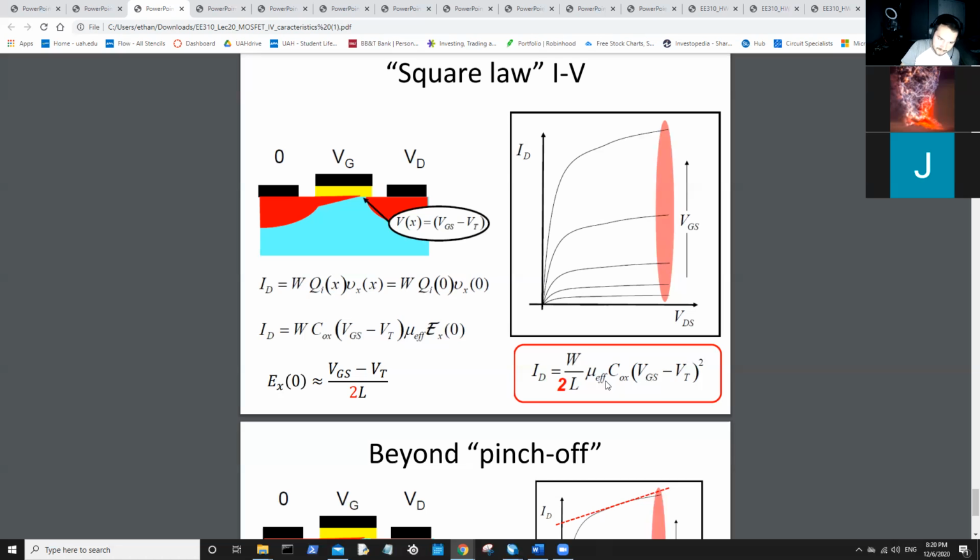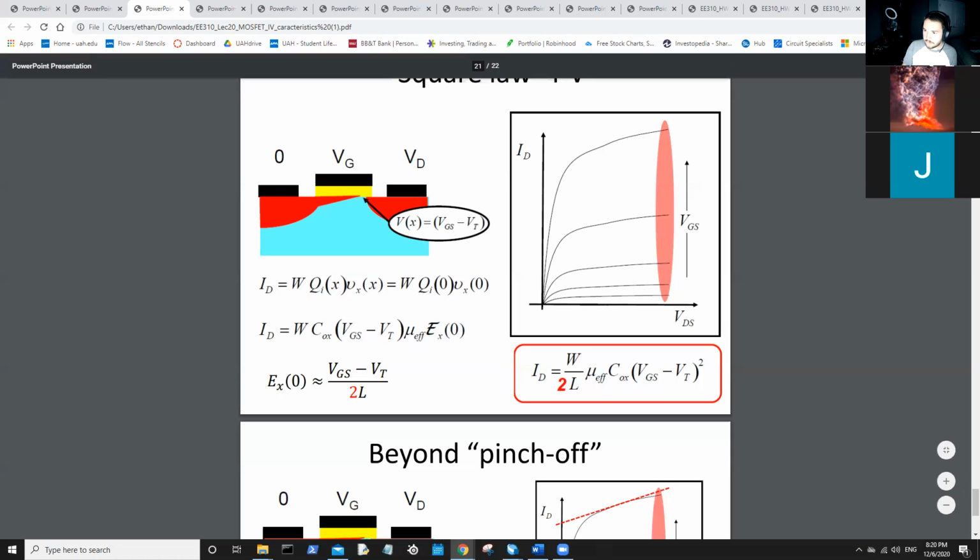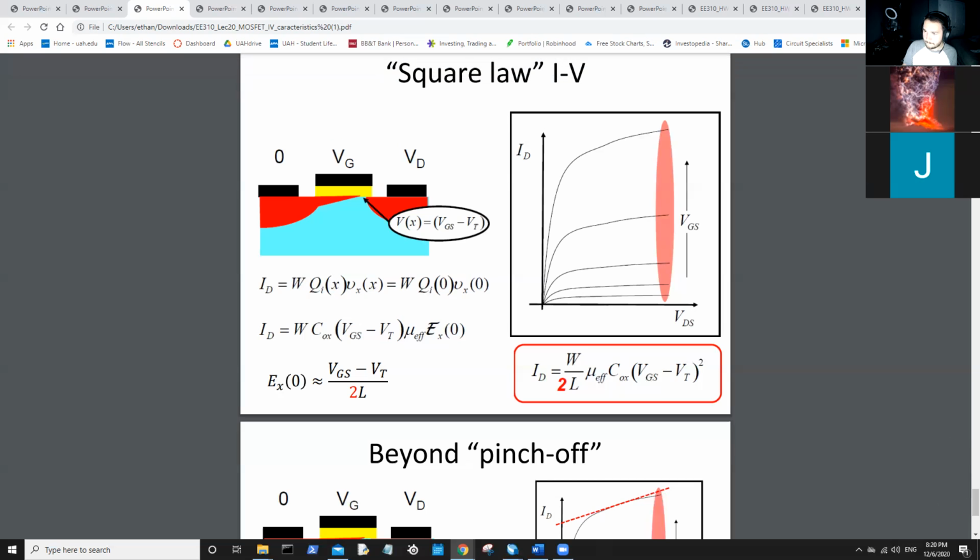And then the last thing is VGS minus VT. So for our question, VGS, the gate voltage, is equal to the drain voltage, which is 5. The threshold voltage we calculated previously is 0.94. The gate voltage that was given in the problem is 5. So it's 5 minus 0.94, squared.